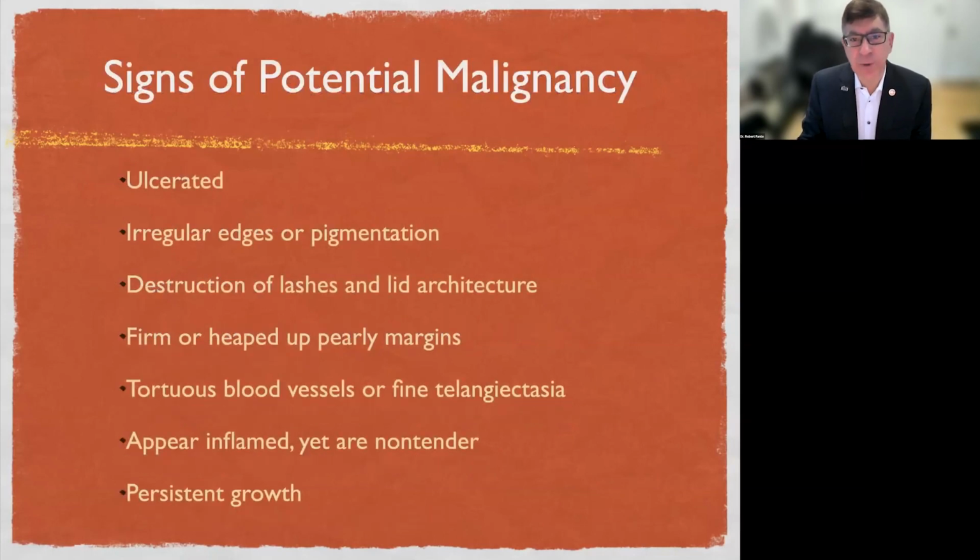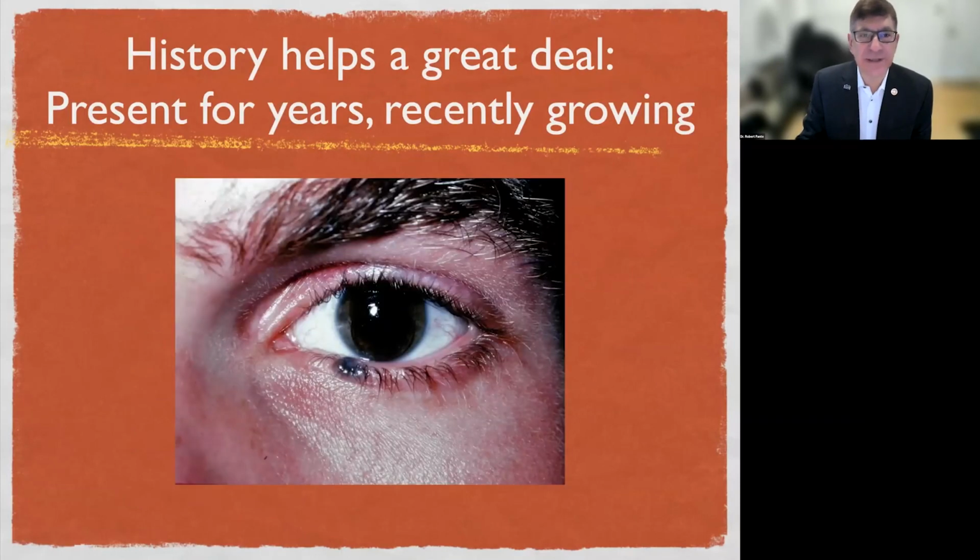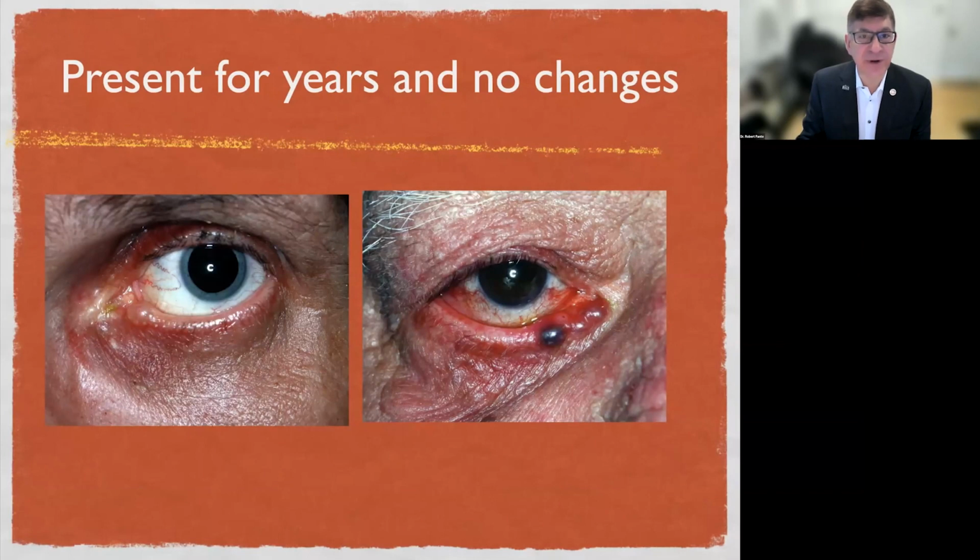I'll go over this slide more than once during this talk, but I want to remind you that the signs for potential malignancy include ulceration that can't be explained any other way, irregular edges or pigmentation, destruction of the eyelashes or eyelid architecture, firm or heaped up pearly margins, tortuous blood vessels or fine telangiectasia, inflammation without tenderness, and then persistent growth. History helps a great deal here. Here's a mass that's been present for years and has been recently growing, which changes our mind considerably from something that's been present for years and hasn't changed in all those years, as these two masses are.